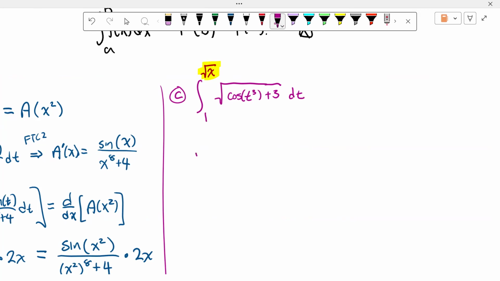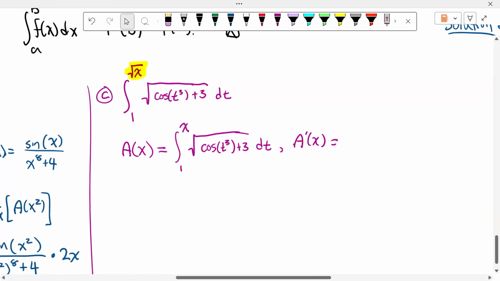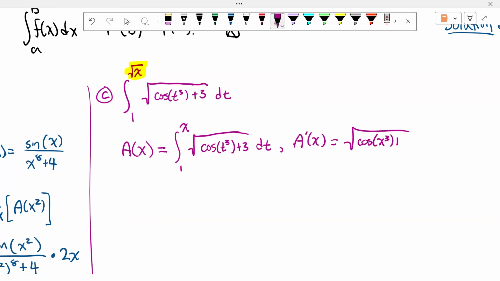And so even though that's what we have, we're going to look at A of X here. A of X is going to be the almost exact same thing, but with the cosine t cubed plus 3 dt. Looking good? That's what that is. And we can figure out what A prime of X is. What's A prime of X going to be? Square root of cosine X cubed. All right, that's it, right. Isn't that great?